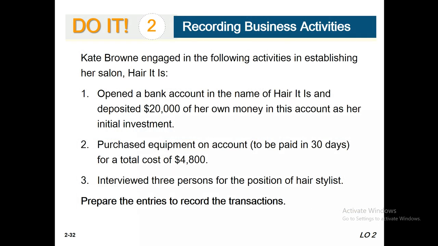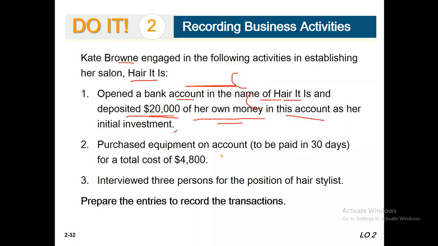Kate Brown engaged in the following activities in establishing a salon. The salon name is this. In the name of the salon, the owner's investment is 20,000. That means she opened a bank account in the name of the salon and deposited 20,000 of her own money. That means Kate Brown's own money in the account as her initial investment. For this transaction, our cash will be debit and capital will be credit.